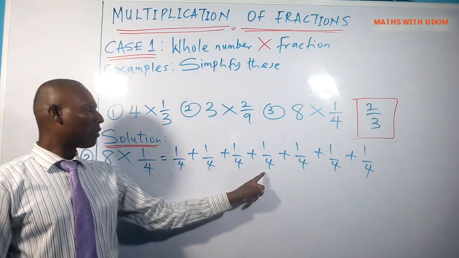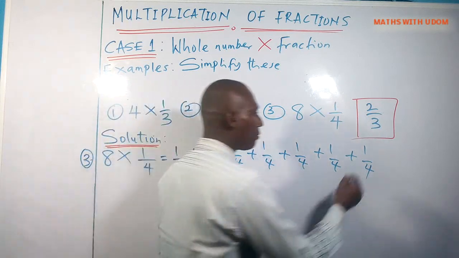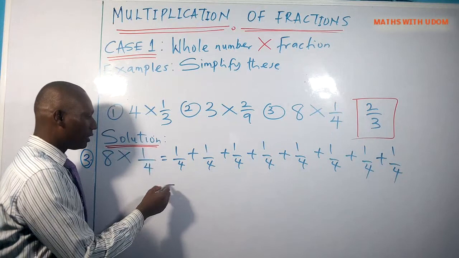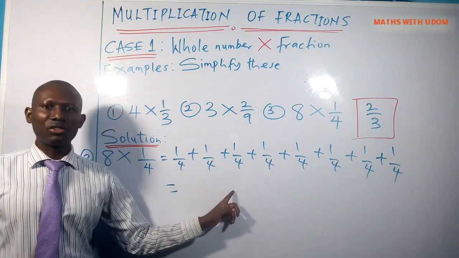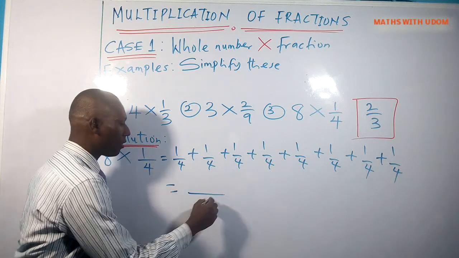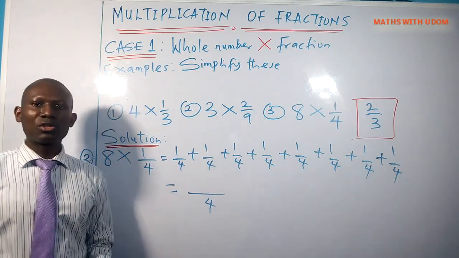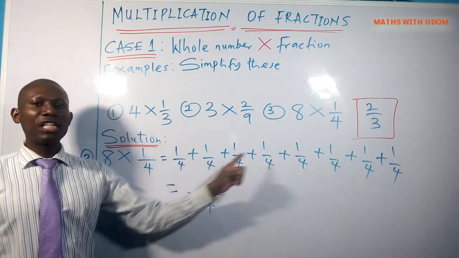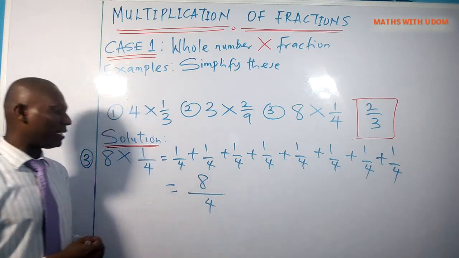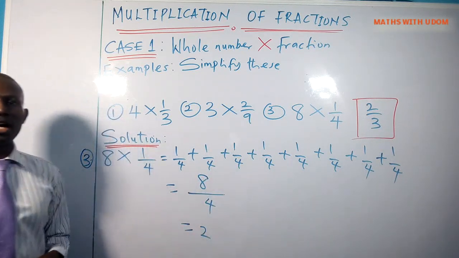1, 2, 3, 4, 5. 1, 2, 3, 4, 5, 6, 7. Let's add one more. Plus 1 over 4. So the next thing we need to do is that all these fractions, they have 4 as their common denominator. So we write 4 under the division line. And then we add all the numerators together. So 1 plus 1 in 8 places will give us what? Will give us 8. And finally, 8 divided by 4 will give us what? Will give us 2 as our answer.